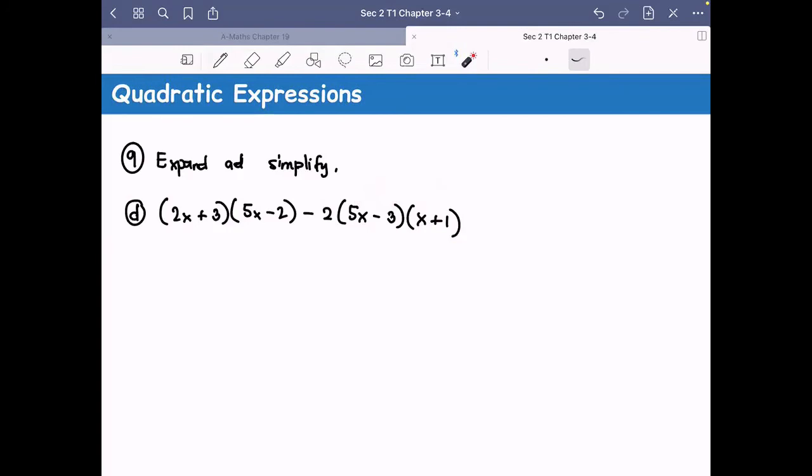But then, okay, let me suggest something already. Maybe it's better if you just multiply this. This suggestion.